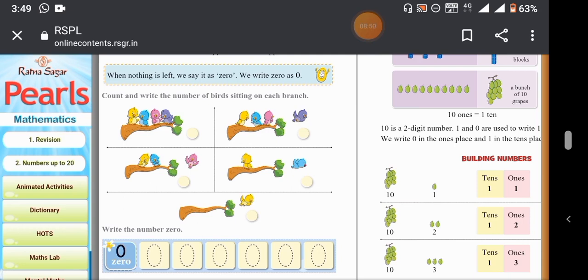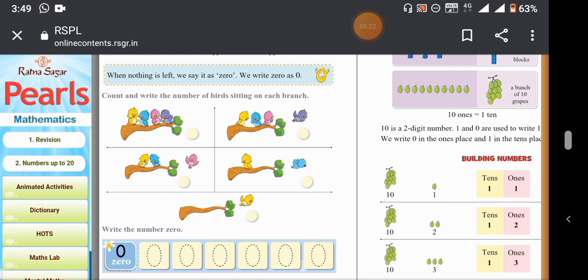So then observe the second picture, children. How many birds are sitting on the branch? 1, 2, 3. Yes, there are 3 birds sitting on the branch. So we should write 3 in that circle. Then observe the third picture, children. So how many birds are sitting on the branch? 1, 2. 2 birds are sitting on the branch. So we should write 2 in the circle.